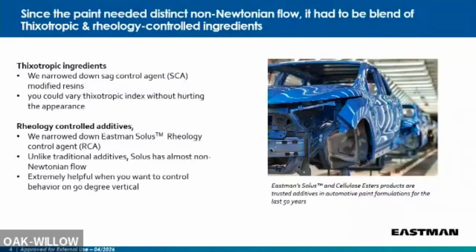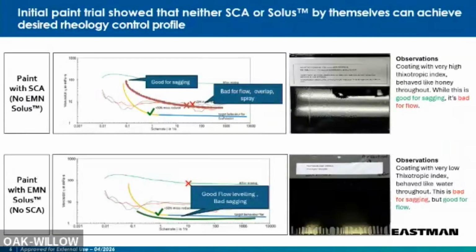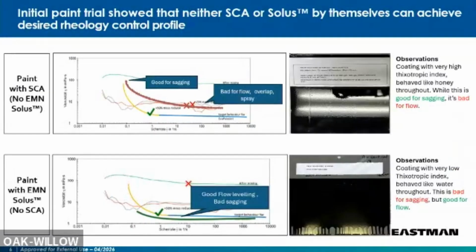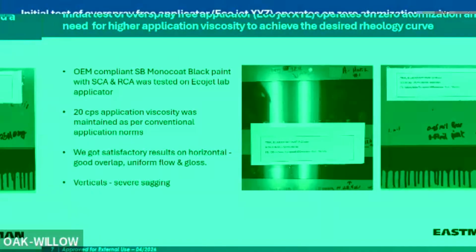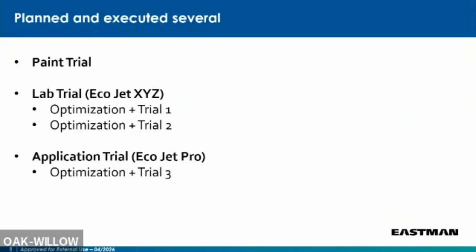So what happened was, we decided, okay, let's start with these two, because these are critical. Let's start with the SCA, let's start with the CAB resin. Okay, if you look at this, the first part that we were trying to do was, now we know these two are needed, we need to use them. Let us see what happens if you use them individually before we start blending them. We just made a paint with SCA alone, the sag control agent. Like expected, you can see the red line. It was like this.